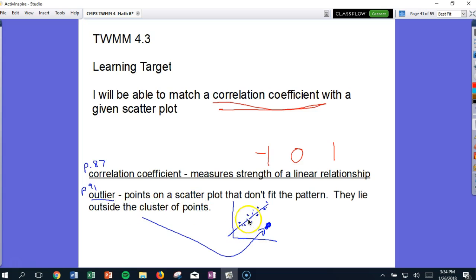So as you can see here, most of the points are close to this line, but then there's a couple out here. They're way out here, so they are outliers, okay? They lie outside of the normal pattern, and that will be our outliers.